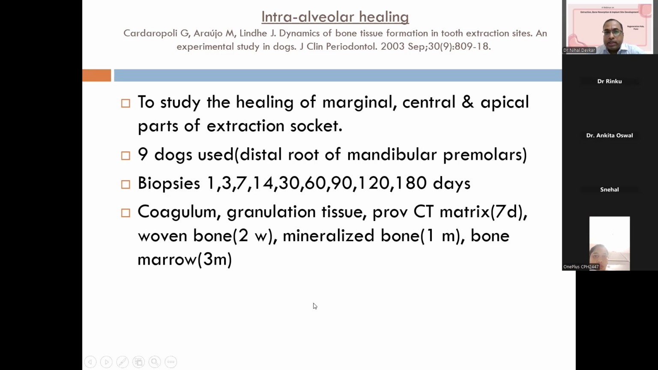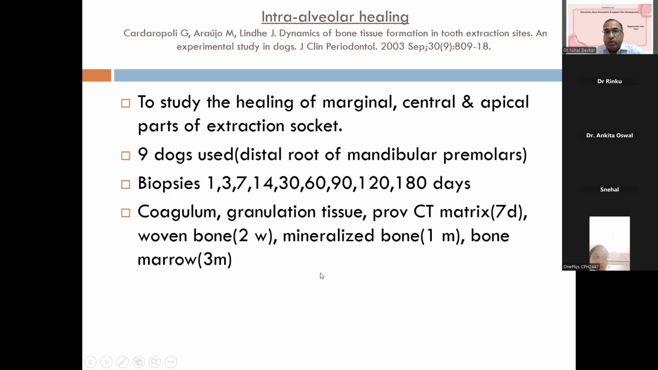So what they observed in intra-alveolar healing, initially, as we expect, is formation of the coagulum, then granulation tissue, then formation of the provisional connective tissue matrix at 7 days, woven bone formation at around 2 weeks, mineralized bone at around 1 month, and finally bone marrow around 3 months.